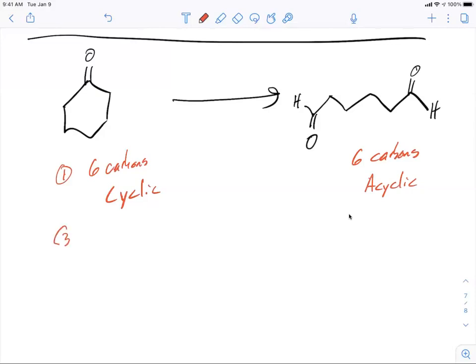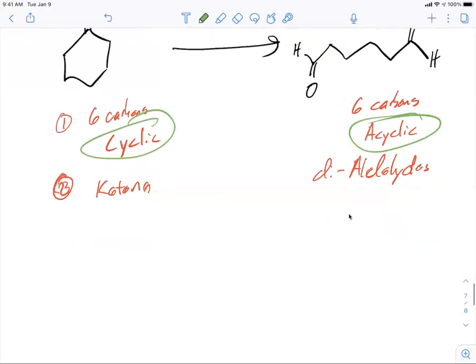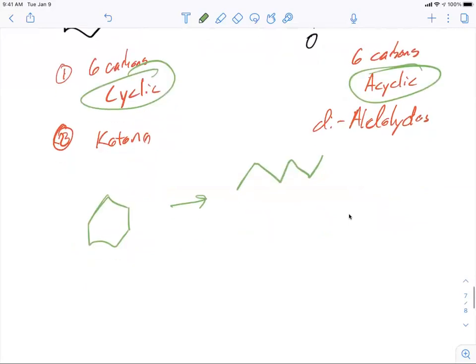So if we look at the second step, we're going from a ketone to aldehydes. But the big deal, the one we really need to worry about here, is the fact that we're going from a cyclic to an acyclic. So we have to think about the ways that we could take a cyclic to an acyclic. And really what that means is that we're going to be breaking that bond. Okay, so what reactions do we know of that break carbon-carbon bonds?